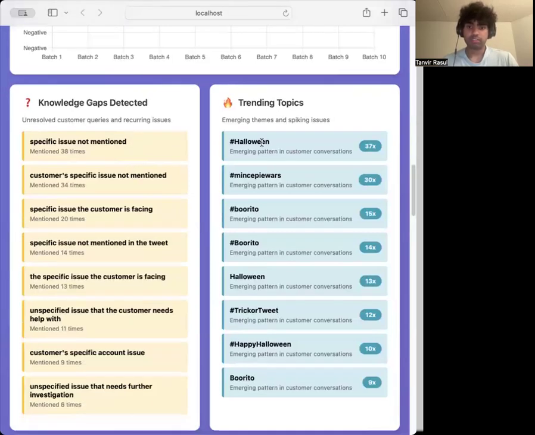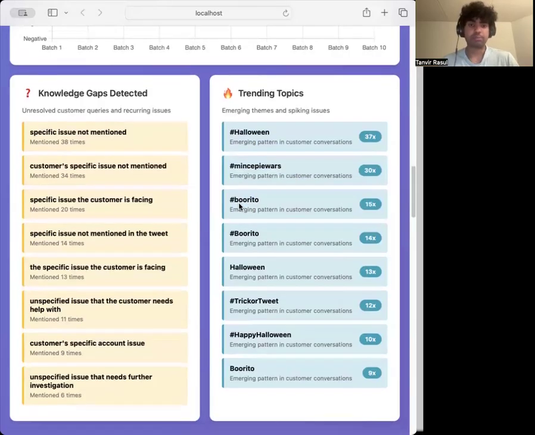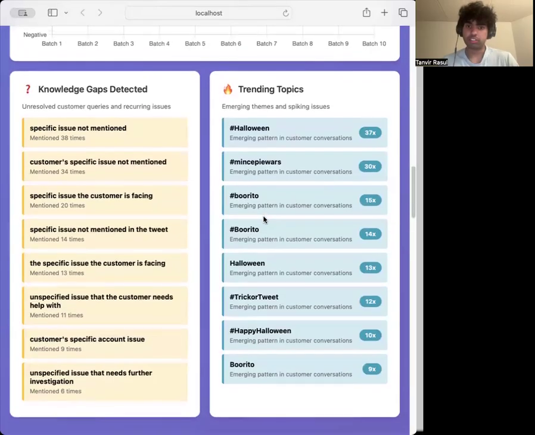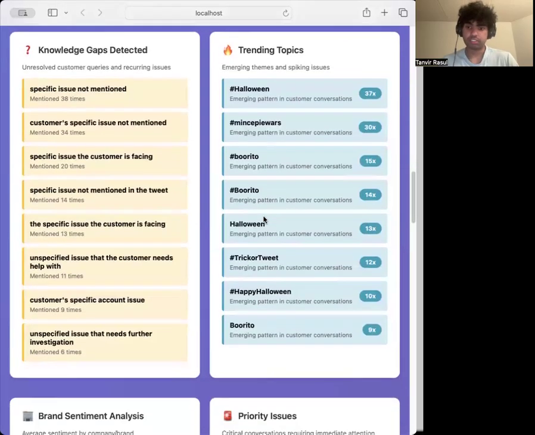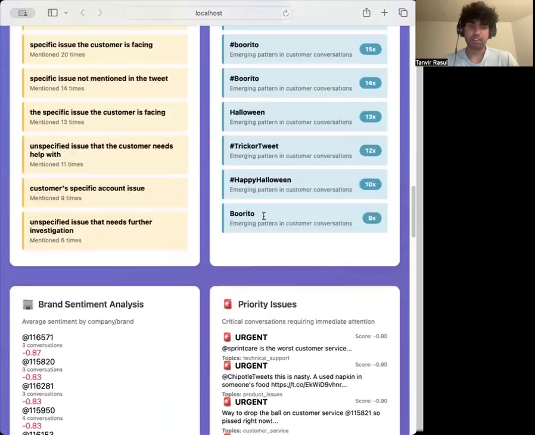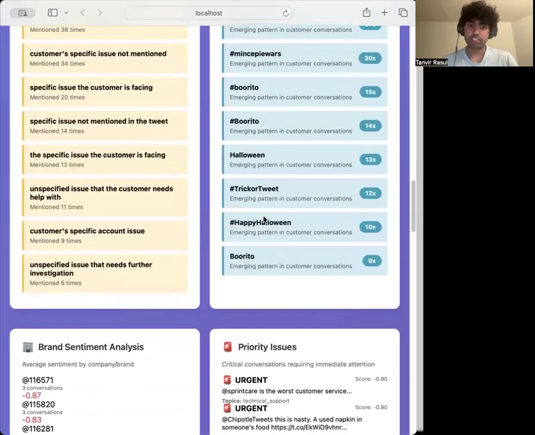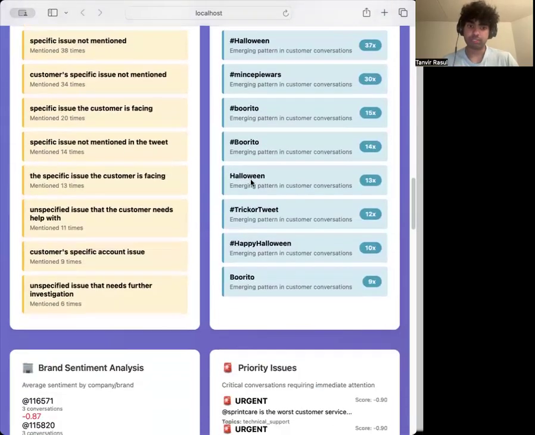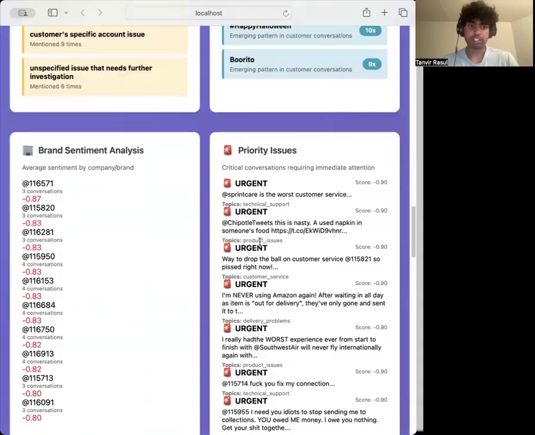On the trend side, we see Halloween and burrito promotion spiking, real-time trend detection in action, and this makes sense because our data is collected up until October 31st. So it's relatively during the time of Halloween. So the trending does seem to be working correctly.